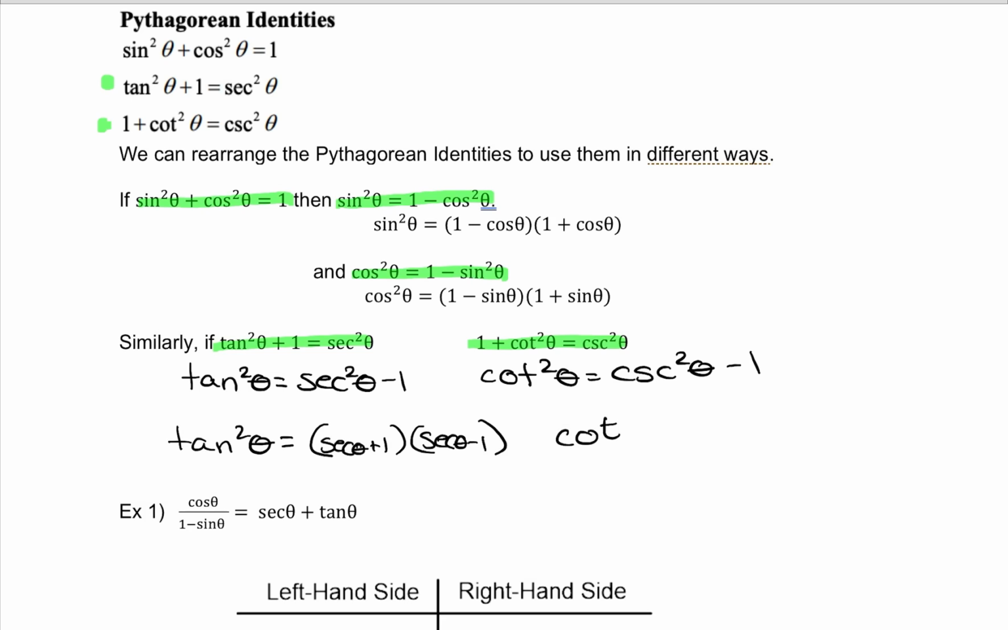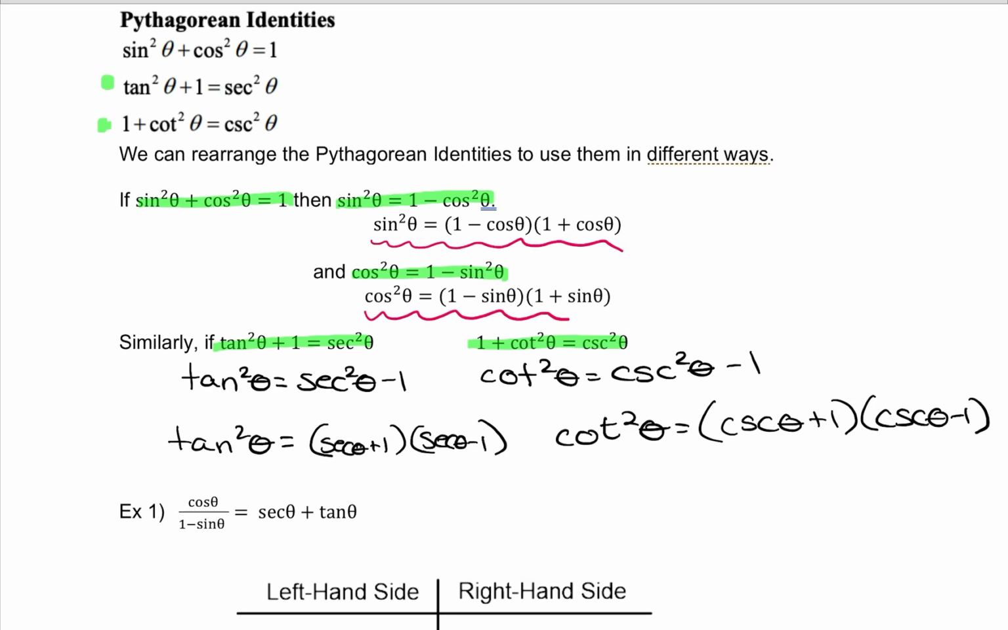If I take this cotangent squared theta, and I look at the right side, the cosecant squared theta minus 1, that is also difference of squares: cosecant theta plus 1 times cosecant theta minus 1. If you look above, you can see that the same thing applied if you just have sine squared or cos squared. That just comes from the fact that you're factoring difference of squares.